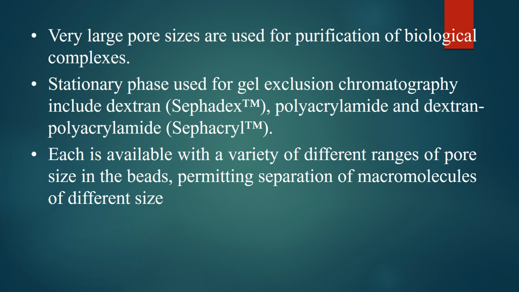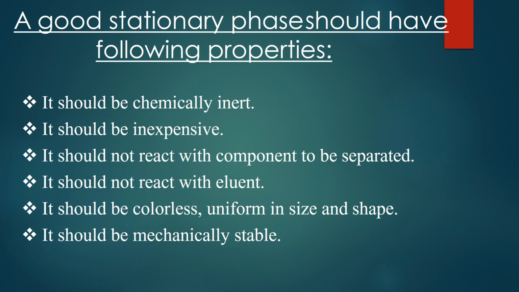Stationary phases used for gel exclusion chromatography include dextran, polyacrylamide and dextran polyacrylamide. Each is available with a variety of different ranges of pore size in the beads, permitting separation of macromolecules of different size. A good stationary phase should have the following properties. These are: it should be chemically inert, it should be inexpensive, it should not react with the component to be separated, it should not react with the eluent, it should be colorless, uniform in size and shape, it should be mechanically stable.